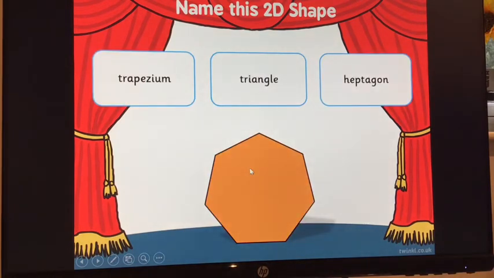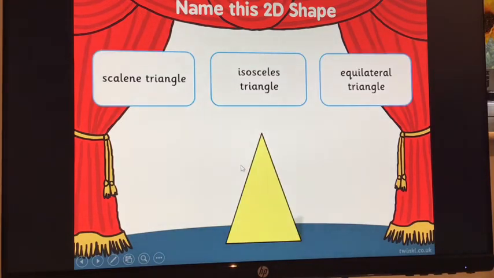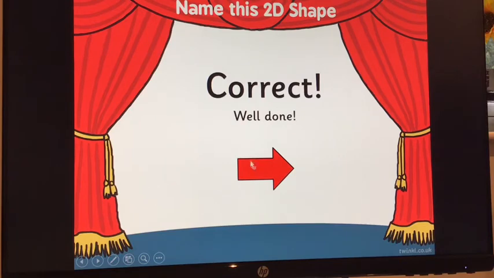Is this a trapezium, a triangle or a heptagon? And this is a 7-sided shape, so it's a heptagon. On to the next one. Is this an equilateral triangle, an isosceles triangle, or a scalene triangle? Well, because this has adjacent sides the same length and 2 angles the same at the bottom, this is an isosceles triangle. On to the next shape.